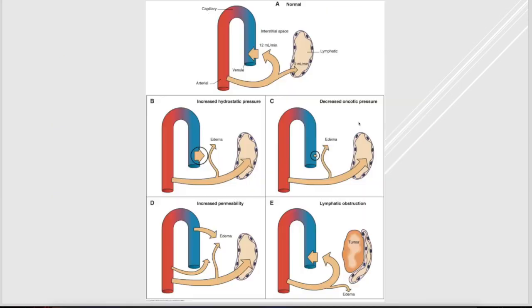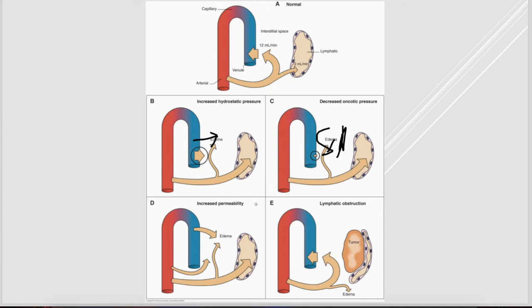So, edema. So here are the forces that kind of cause edema to happen. If you increase hydrostatic pressure, so you increase venous pressure, this causes fluid to move out into the interstitial space. If you have decreased oncotic pressure, you don't have enough stuff pulling that fluid back in, so it just hangs out in the interstitial space.